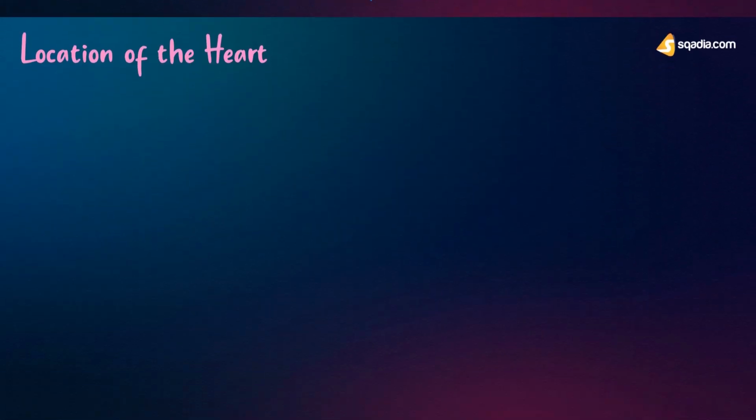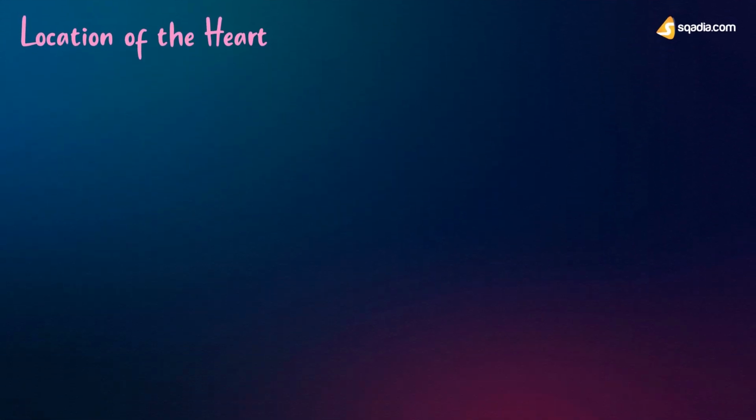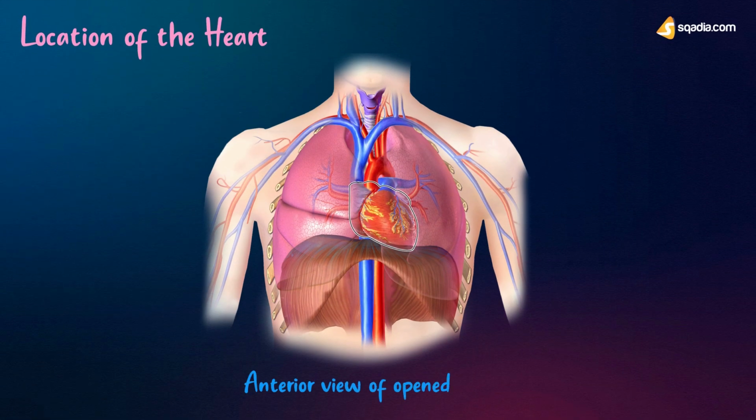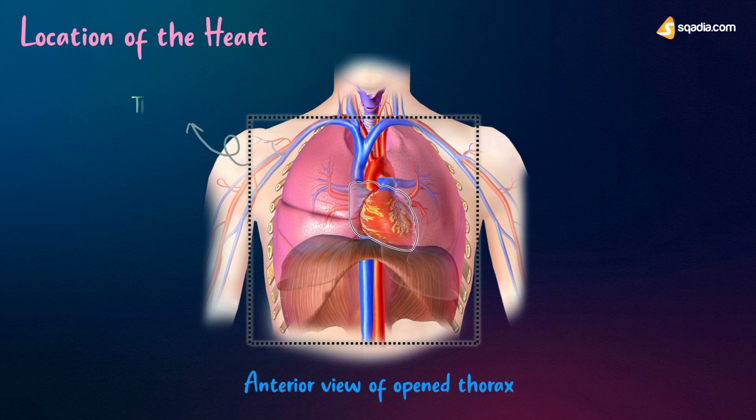First, we will talk about the location and coverings of the heart, starting with the location of the heart. To understand the location of the heart, let's examine the anterior view of the opened thorax. The heart lies inside the thoracic cavity or the chest cavity, resting on the diaphragm.